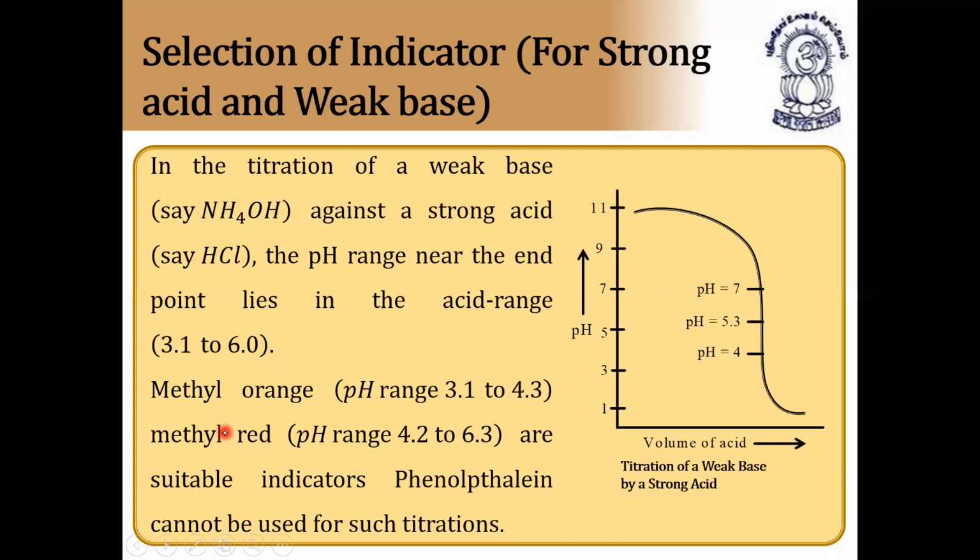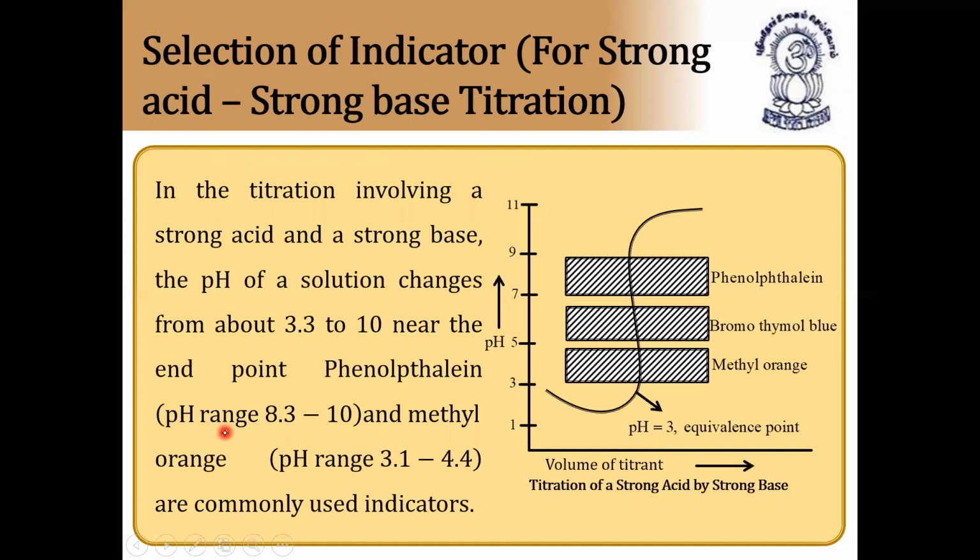So in the first case, what happens to the pH? The titration involving strong acid and strong base, the pH of solution changes from about 3.3 to 10. So what are the common indicators we can use? We can use methyl orange, methyl red, phenolphthalein, and bromothymol blue as indicators.